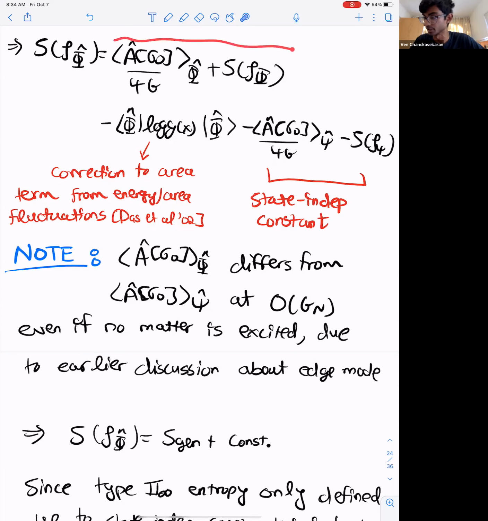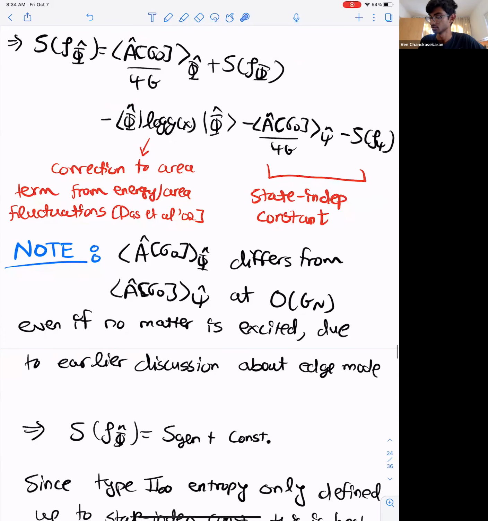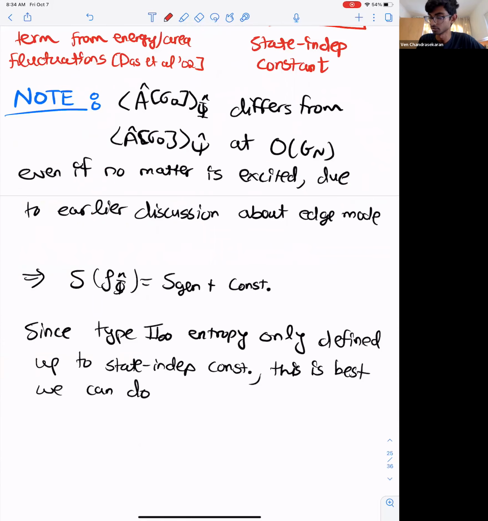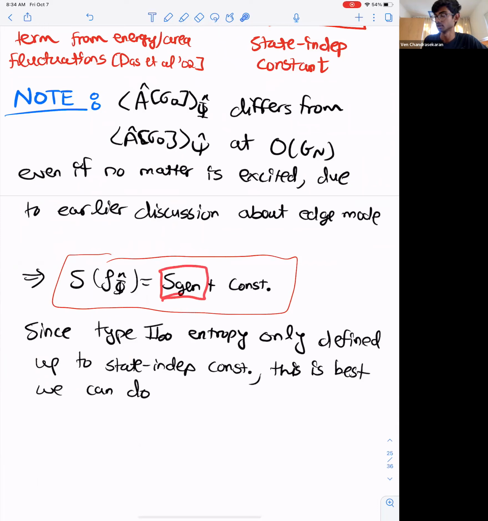And if you stare at this formula here, it's just a generalized entropy up to this overall constant. So what we've shown is that the von Neumann entropy of this cross product Hilbert space gives me the generalized entropy of the black hole plus this state independent constant. So we're now able to recover variations in the generalized entropy as coming from an actual trace over an algebra. And since we're dealing with the type II infinity algebra, this is the best we can do. It's only going to be defined up to some state independent constant.